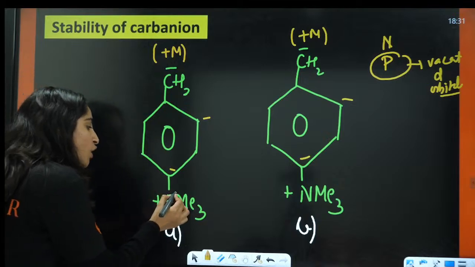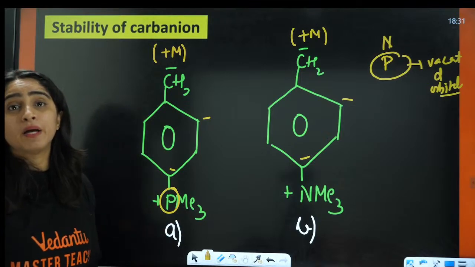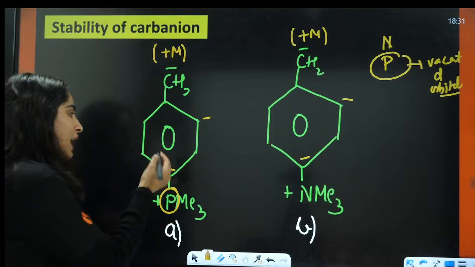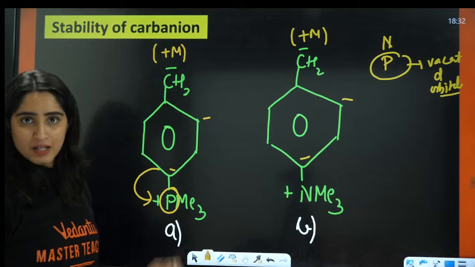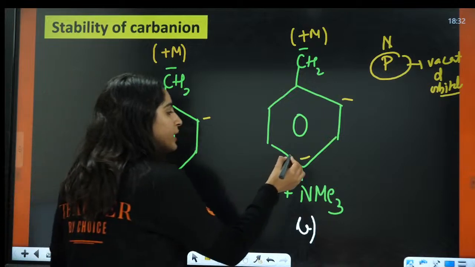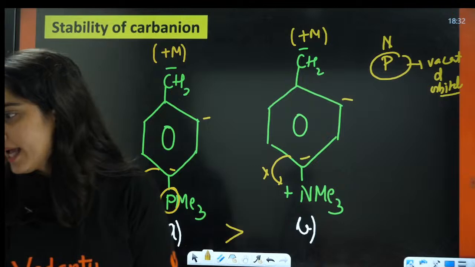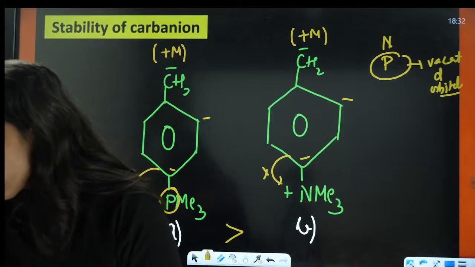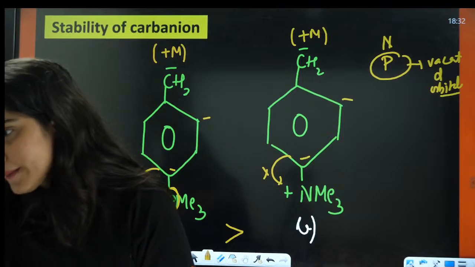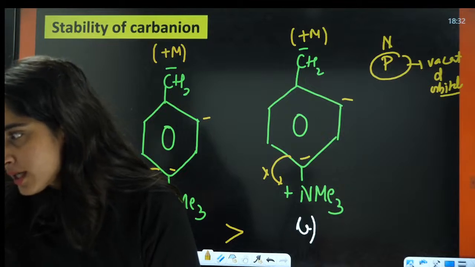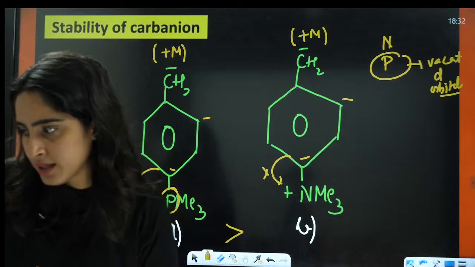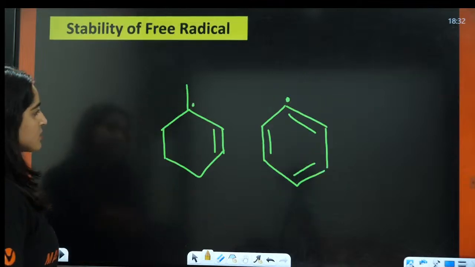Now this phosphorus has vacant d orbitals. So back bonding will take place here, and here there will be no back bonding. That is why A is more stable than B.